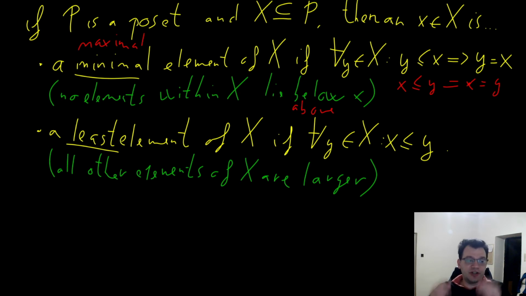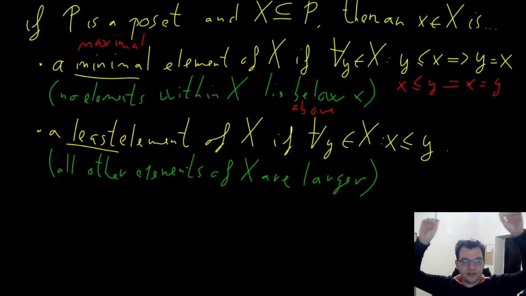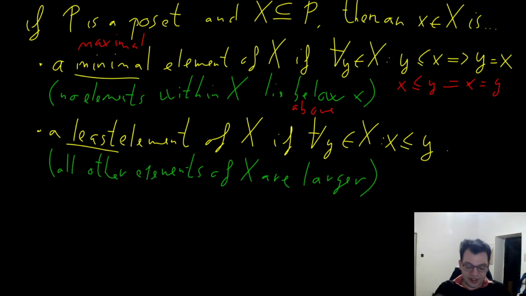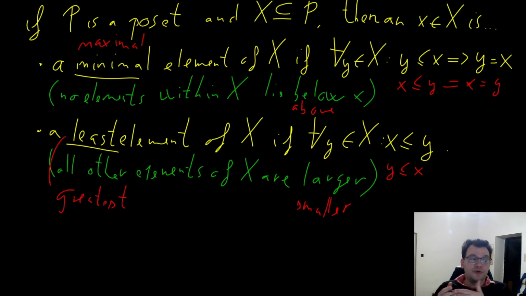So a maximal element is an element which has no strict upper bound within the set, and the greatest element, that's the other thing, the greatest element of X is x if everything else is just below x. So all other elements of X are smaller. Of course these are almost the same, they are just dual notions.